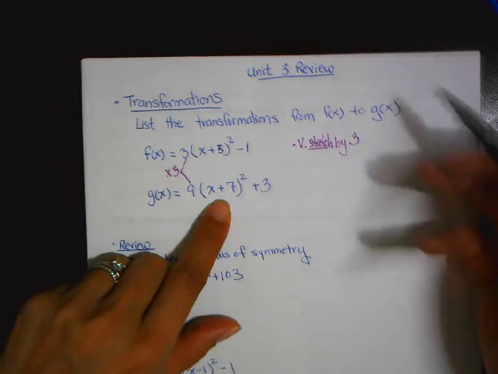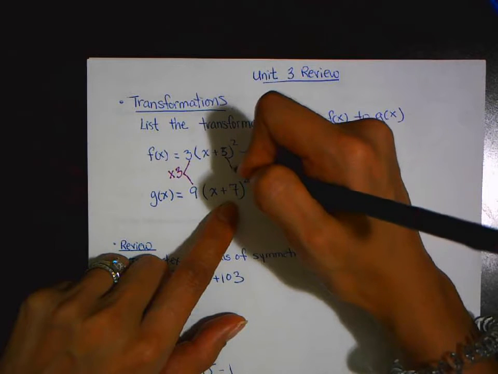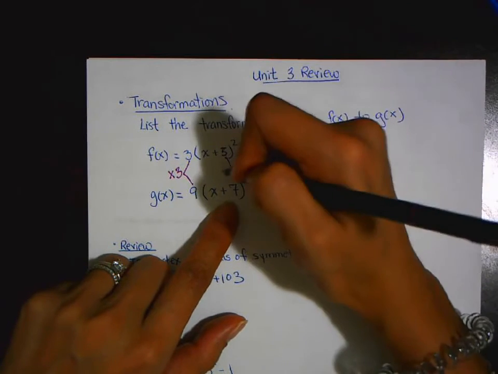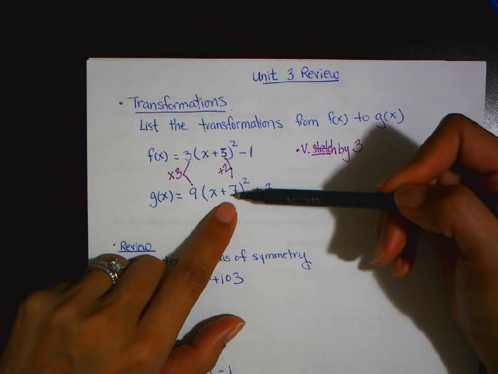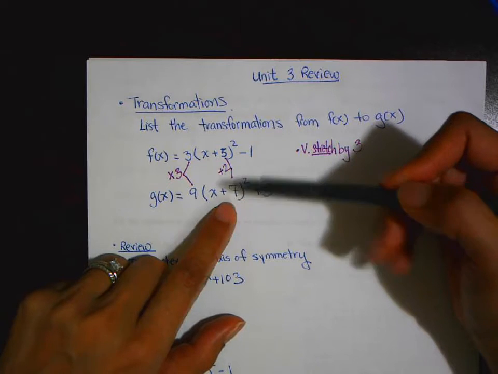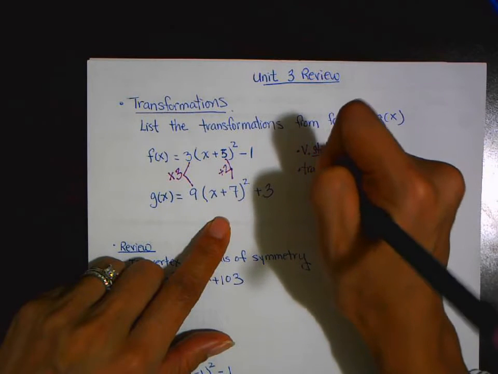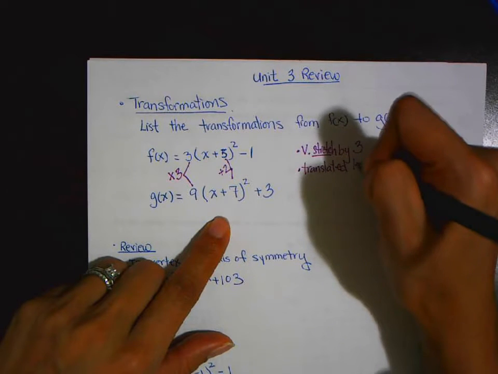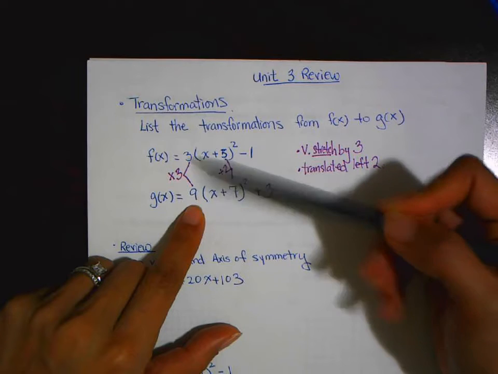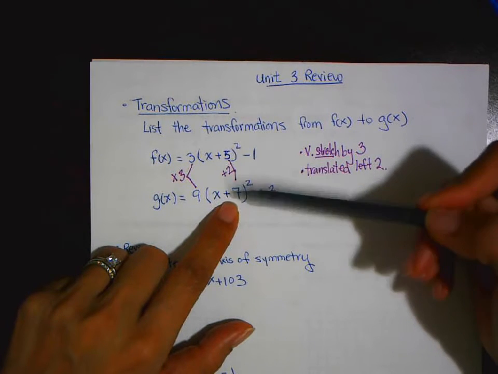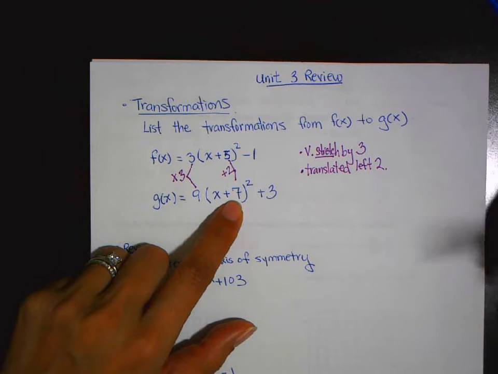The second one that I'm looking at is the inside. I have a plus 5 on the inside, and that plus 5 becomes a plus 7 on the inside. Well, how do I do that? I added 2 more. Whenever I'm adding or subtracting on the inside, that tells me that I'm moving left or right. And because I'm not following the rule on the inside, plus 2 becomes translated left 2 units. So translated left 2 is another transformation. From 5 to 7, because this is adding and subtracting, I add 2 to get 7, and that gets me translated left 2 units.